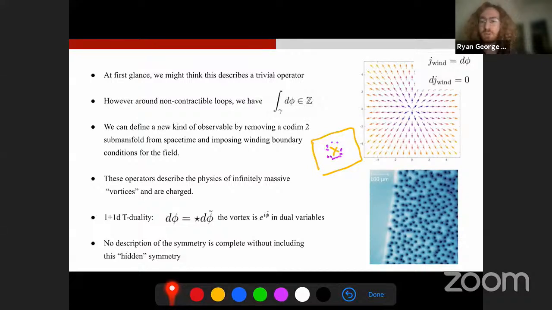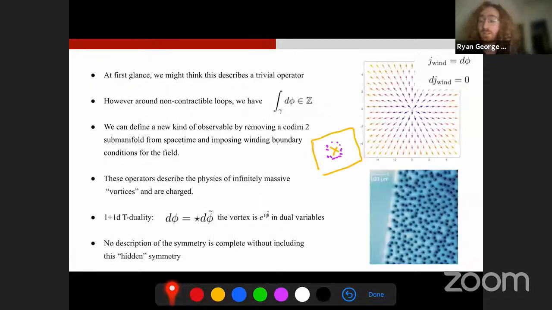So in this dual description, you exchange which symmetry is hidden and which symmetry is manifest. If you're just thinking about the set of observables in the Hilbert space, you don't know whether it was described in terms of phi or tilde phi, because the theories are exactly equivalent. So the only complete description includes both of these symmetries. These are two U1 symmetries.